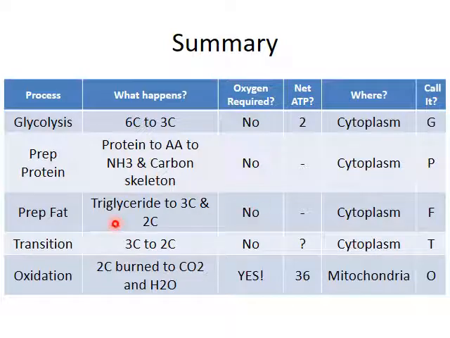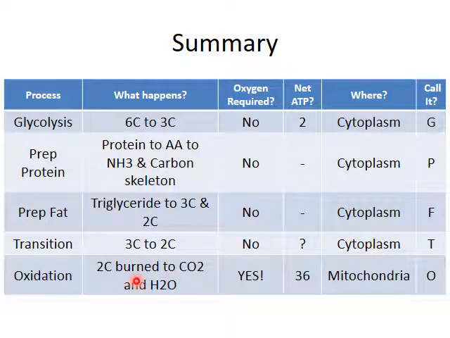Prep fat, triglycerides into the 3-carbon, which is glycerol, and then 2-carbon units. We take the fatty acids, chop off 2 carbons at a time. No oxygen is required, happens in the cytoplasm. We'll abbreviate that as F. Transition, wherever you got those 3-carbon units, we got to break them down to 2-carbon units. Loses carbon dioxide. No oxygen is required. There may or may not be ATP generated. We're going to say no for the most part in this class.